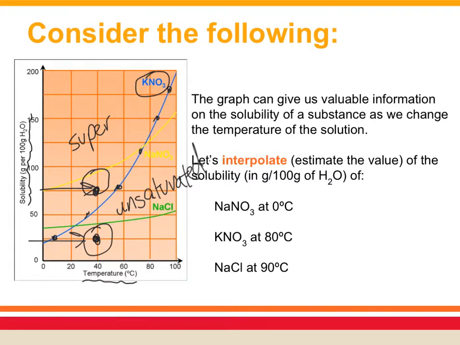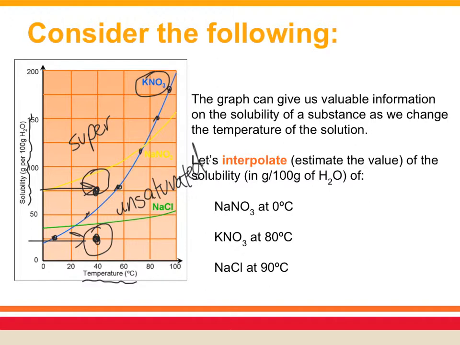All right, so we get a lot of valuable information from the graph, which is providing us the solubility of the substance as the temperature of the solution changes. So let's interpolate or estimate the value of the solubility of the 3 compounds at these various temperatures. We're going to start with NaNO3 at 0 degrees Celsius.